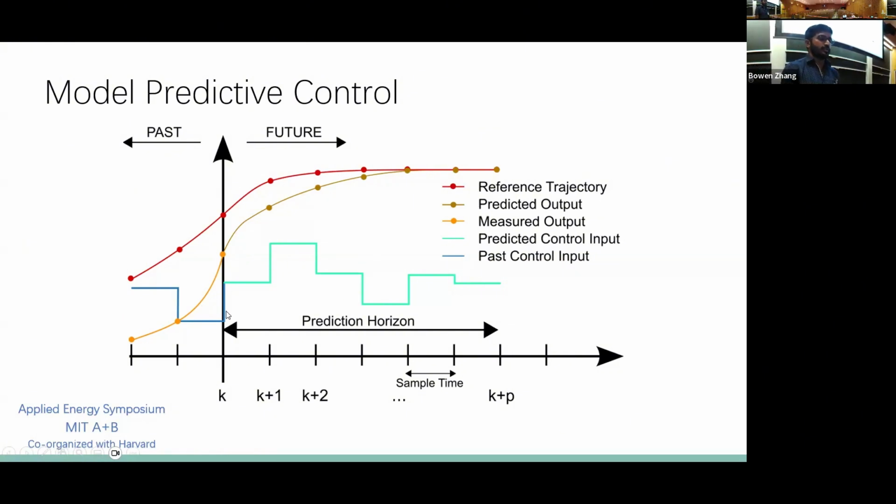And this is a control approach where we use forecasts to optimize your actions over a certain number of time steps into the future. And then you apply the input only for the very next time period. And so that planning horizon, the period over which we optimize into the future, is what we call the prediction or the planning horizon.